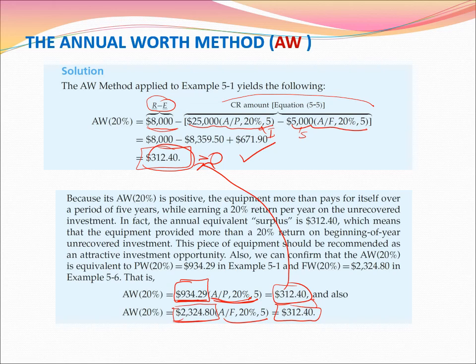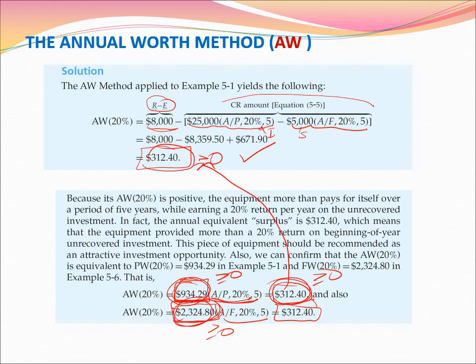You will make the same decision. Of course, the values are different. Look, in present worth, the value is this one. In future worth, the value is this one. In annual worth, the value is this one. But what is the criteria? The criteria is all of them are greater than or equal to 0, right? It means that with all of them, we are accepting the project.